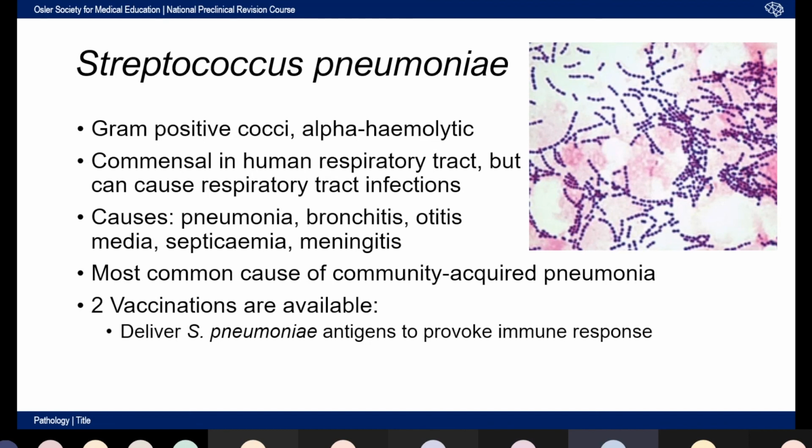So pneumococcal pneumonia causes fever and chills, coughs, difficulty breathing, and also chest pain. And if the infection then spreads to the central nervous system, it can cause meningitis. And there are 2 vaccinations available to prevent strep pneumoniae infection. One of these is a conjugate vaccine, whereas the other is a polysaccharide vaccine.